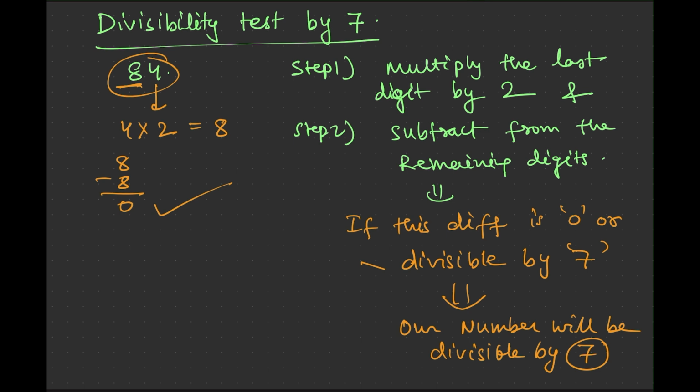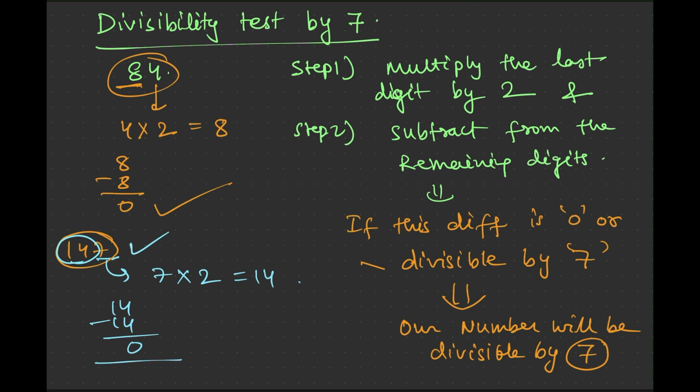Similarly, suppose we take 147, so here the last digit is 7, we will multiply it by 2, we get 14, and if we subtract 14 from the remaining digits, we get 0, hence 147 is also divisible by 7.